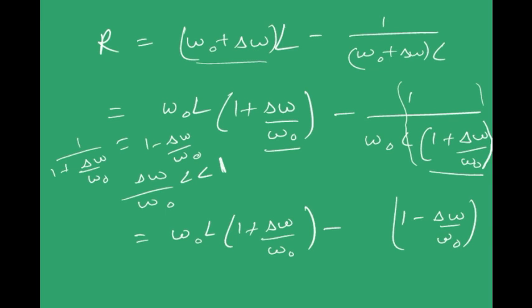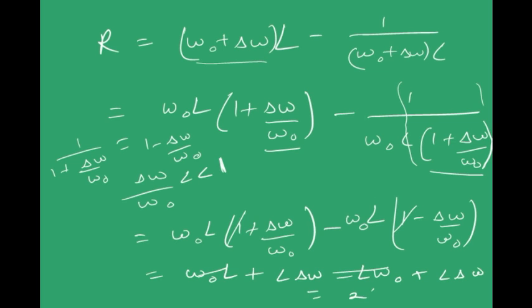This term I wrote as 1 minus delta omega by omega naught, and I have 1 by omega naught C here, right? It can be written as omega naught L because that is the resonant condition. Omega naught L should be equal to 1 by omega naught C. That's it, right? So let me write it again. L delta omega I have here minus L omega naught plus L delta omega. So finally this and this get cancelled. I have 2L delta omega here, which is equal to R. Remember that. We got R is equal to 2L delta omega.